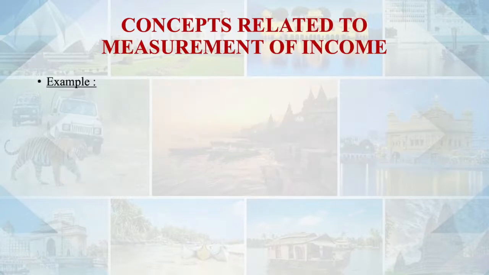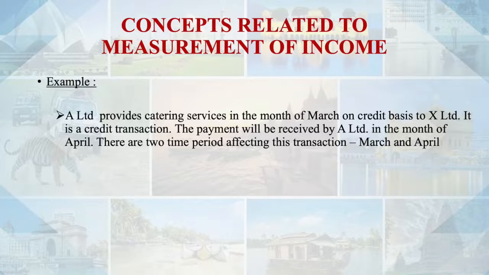Now take the same example which we have taken for the realization concept. That is, a company A Limited provided catering services to X Limited, and it was on credit basis and it was in the month of March. Again, it was a credit transaction. The services were given in the month of March and the payment was made in the month of April.